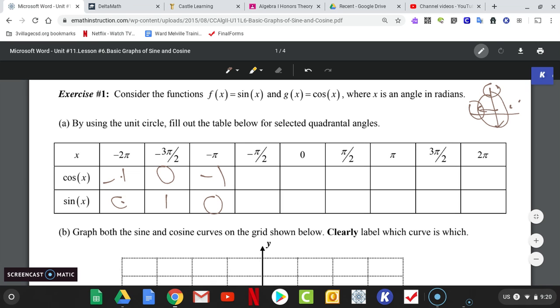Negative pi over 2 is the same as pi over 2. And the cosine there, I'm sorry, no it isn't. This is 0, and this is negative 1, because it's right here. Cosine of negative pi over 2 is here, okay? Because we're working backwards. Now we're doing 0, so this just winds up being 1 and 0. Pi over 2 winds up being 0 and 1.